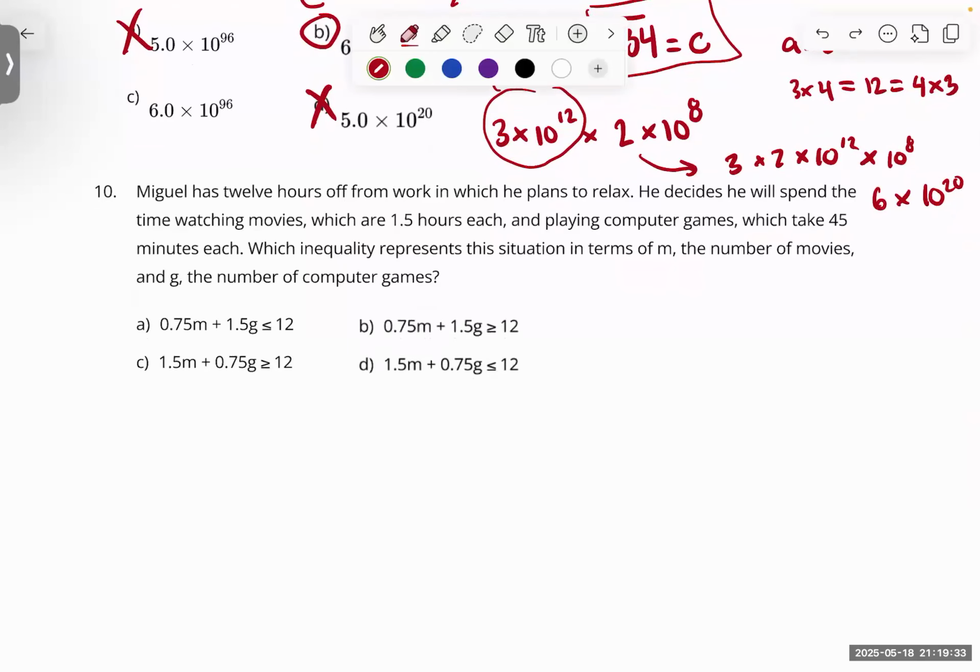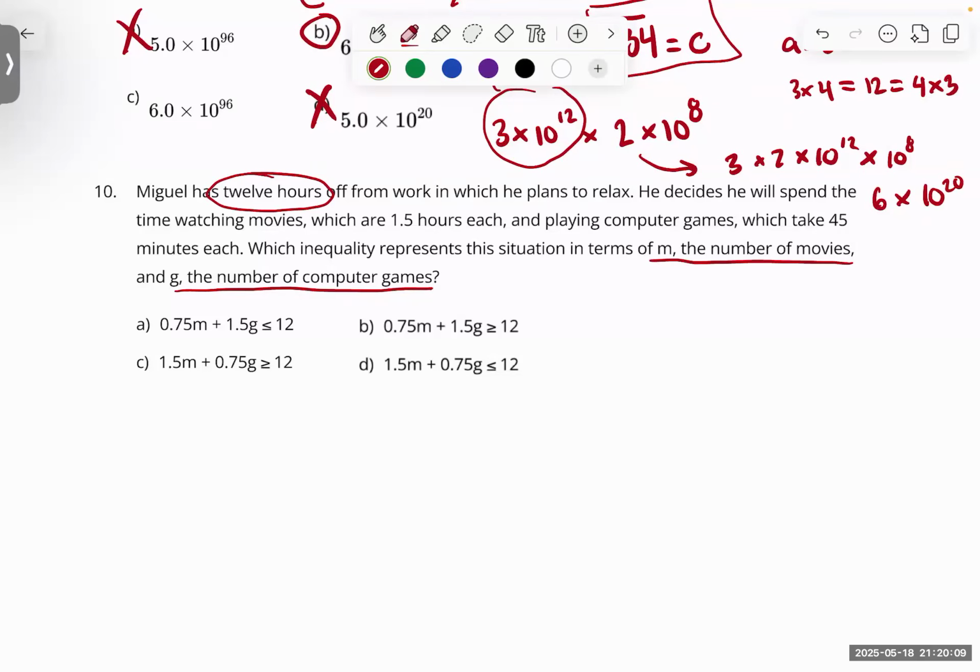All right, number 10. Miguel has 12 hours off from work in which he plans to relax. He decides he will spend the time watching movies, which are 1.5 hours each, and playing computer games, which take 45 minutes each. Which inequality represents the situation in terms of M, the number of movies, and G, the number of computer games? Okay, so we're given a lot of information here. Miguel has 12 hours off of work in which he plans to relax. There's a 12 in our answer here.